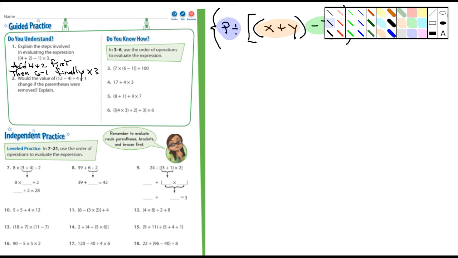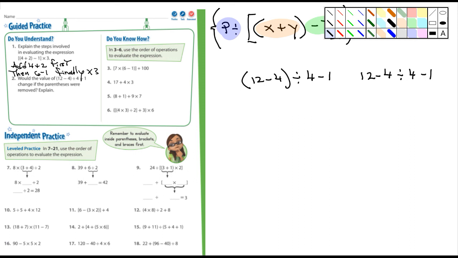Look at number 2. It says, would the value of 12 minus 4 divided by 4 minus 1 change if the parentheses were removed? It says, explain. Let's write this out here. So we have a parenthesis, 12 minus 4, and then I'm going to close the parenthesis, and then I'm going to have a divided by 4 minus 1. And then I'm going to write it again here. I'm going to write 12 minus 4 divided by 4 minus 1.